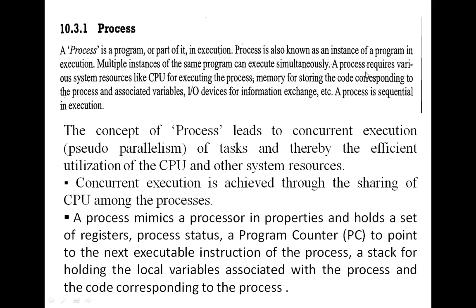A process requires various system resources like CPU for executing the process, memory for storing the code corresponding to the process and associated variables, the input output devices for information exchange, etc. A process is a sequential execution. It means one of the main properties of a process is that it requires various system resources.